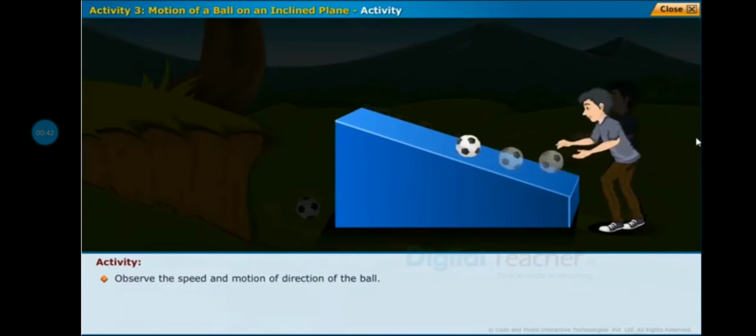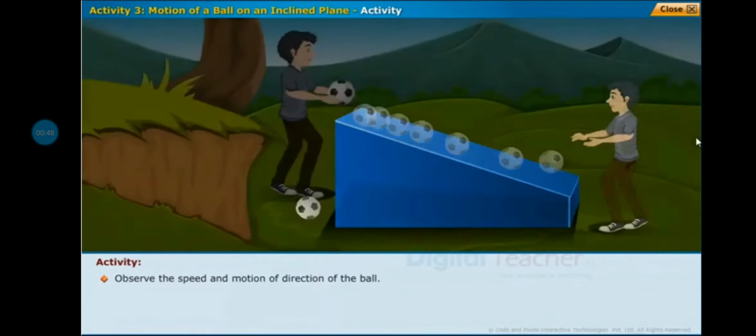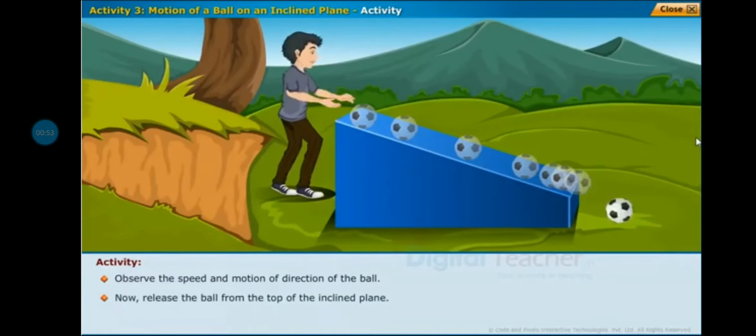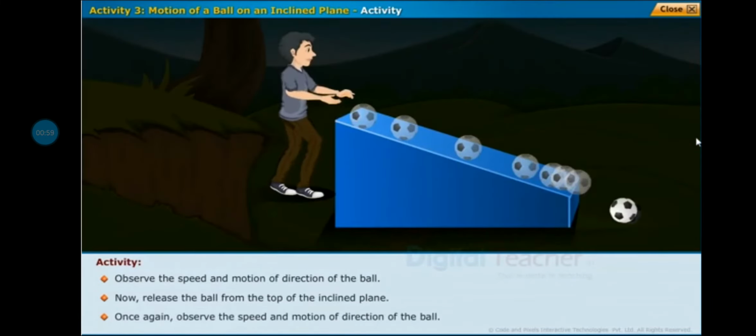Observe the speed and the direction of motion of the ball. Now, release the ball from the top of the inclined plane. Once again, observe the speed and the direction of motion of the ball.